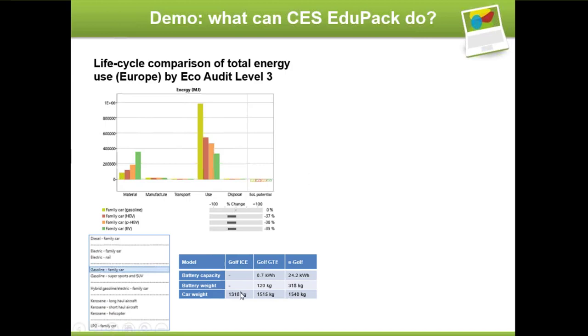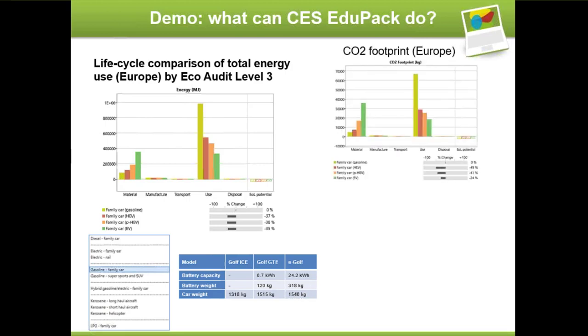In our case, the plug-in hybrid has a battery weight of 120 kilos, whereas the fully electric Golf has much more lithium-ion batteries and a total mass of 318 kilos, which I will be putting in.